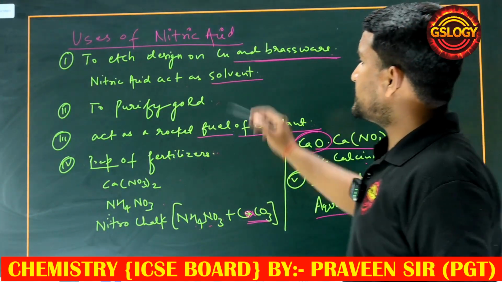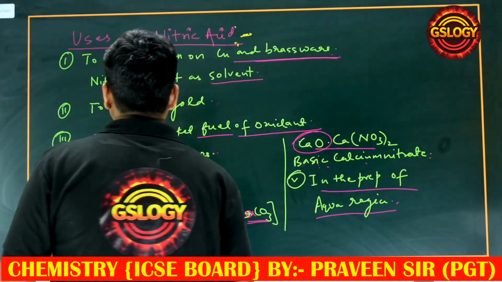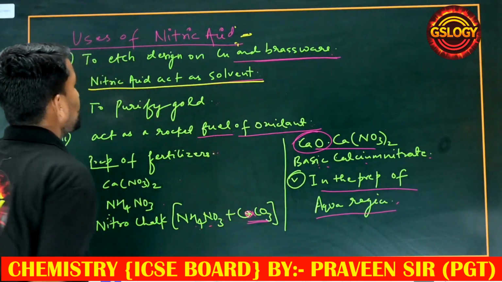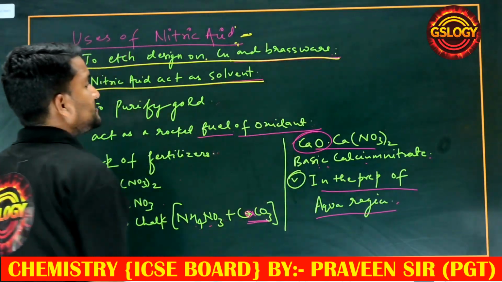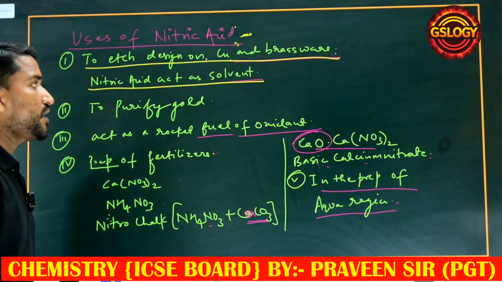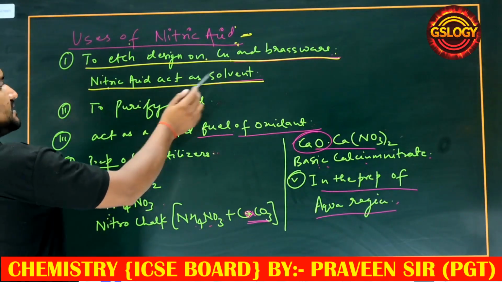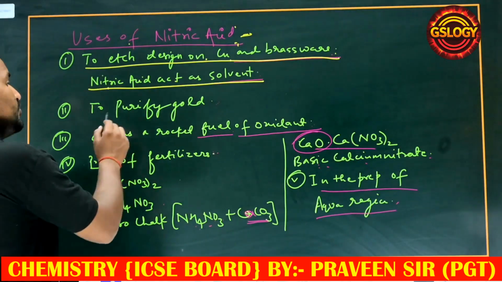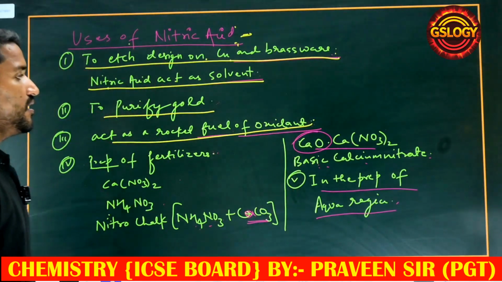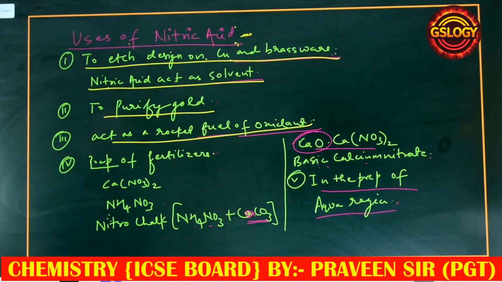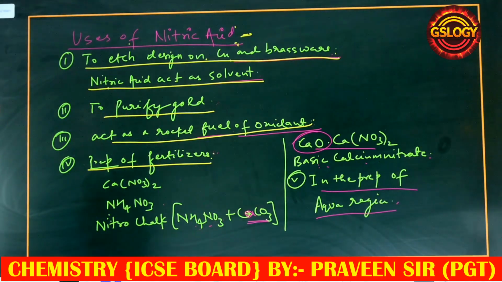Next topic is the uses of nitric acid. Nitric acid acts as a solvent, and is used for etching designs on copper and brass ware. So these are uses of nitric acid. And it acts as a solvent to purify gold, as a rocket fuel oxidant, and in the preparation of fertilizers.